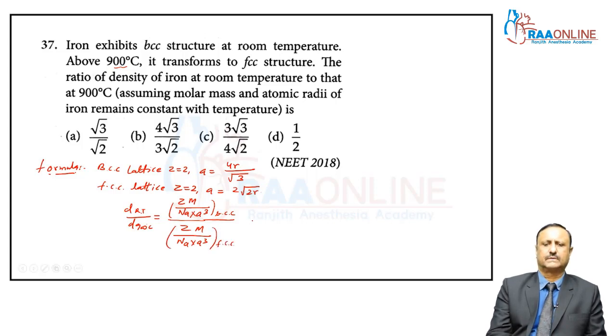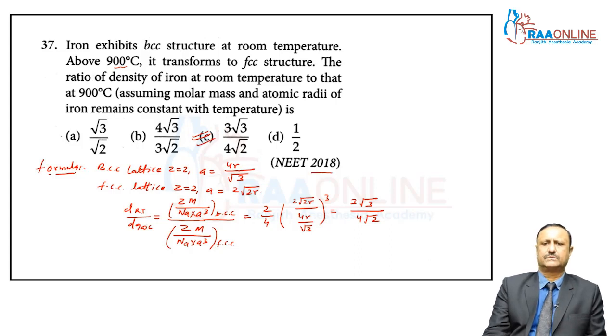So, my dear students, if you put the values, then you get 2 upon 4 into (2 root 2 R) whole cube upon (4R upon root 3) whole cube, and that equals 3 root 3 upon 4 root 2. You solve these problems and you get the density ratio 3 root 3 upon 4 root 2. This is the answer of question number 37.